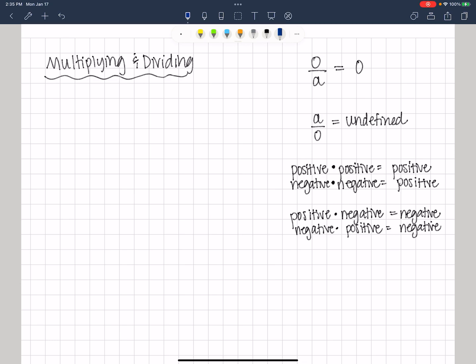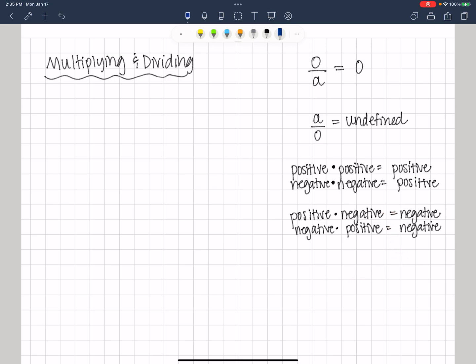Another rule is that when you're multiplying two positives or two negatives together, your result, your product, will be a positive. Okay? Multiplying two positives equals a positive. Multiplying two negatives is also a positive number. However, when you multiply a positive times a negative or a negative times a positive, that's going to result in a negative number. So let's get started.